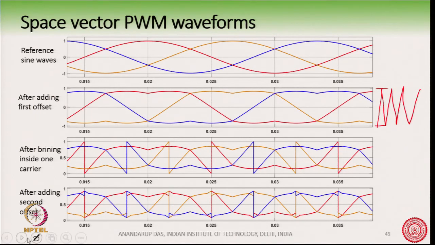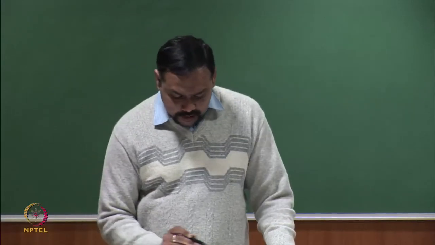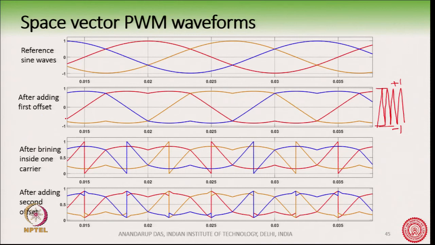Okay. The carrier is in fact not shown in this waveform in order to have clarity. So, here are the carriers which are spanning between +1 and -1. Okay, the carrier is here. You can see that after adding the first offset, we get a margin here. Okay. This is the additional space.